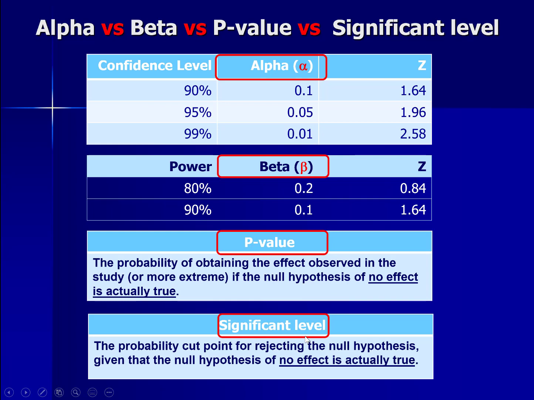And the last one, the significance level. This is usually specified in the methods section of the protocol. It's the probability cut point for rejecting the null hypothesis, given that the null hypothesis of no effect is actually true. That means it's a cut point chosen in advance, before seeing the data. So here are the 4 confusing probabilities in statistics.